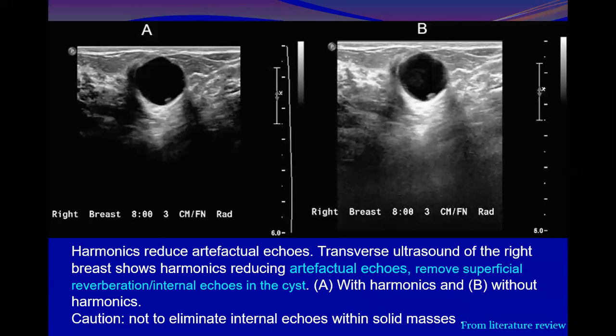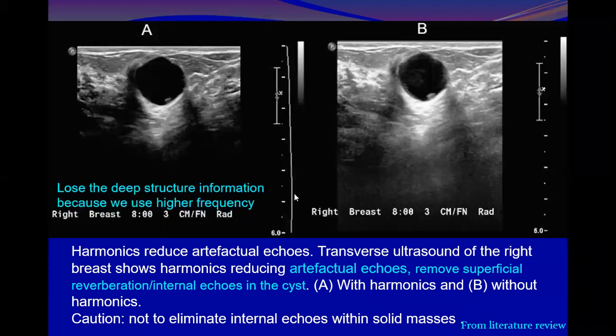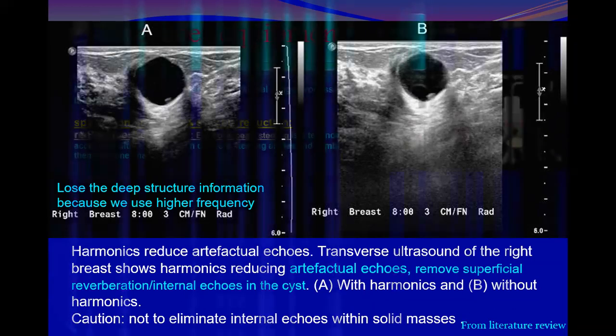That means the deeper structures will not be much evaluated by harmonics. When we use harmonics, we could not see the deep part of the breast. So we have to be cautious to use harmonics, and then turn it off, turn it on, and take it off to evaluate the whole study. Okay.